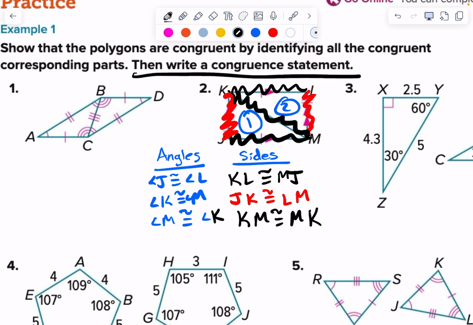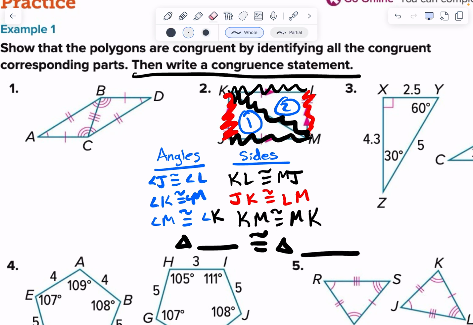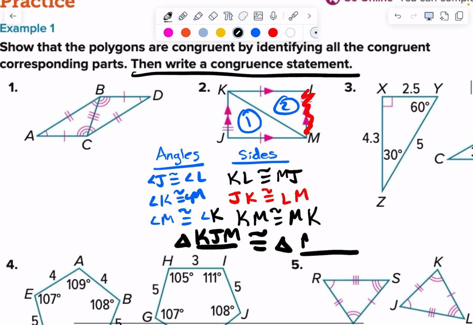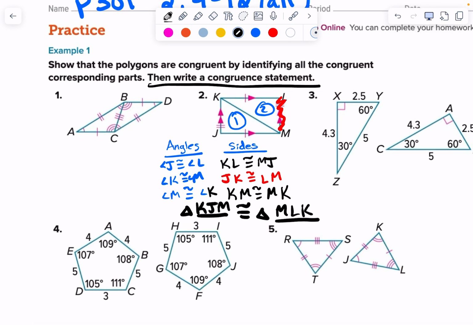Then write a congruent statement. This is a triangle, so we'll call it triangle whatever is congruent to triangle whatever. All right, let's name the first one. Triangle KJM in that order. So if we go KJM over here, we got to go MLK, right? Martin Luther King. Oh my gosh. So funny. Okay, there you go. Got it? Kind of.